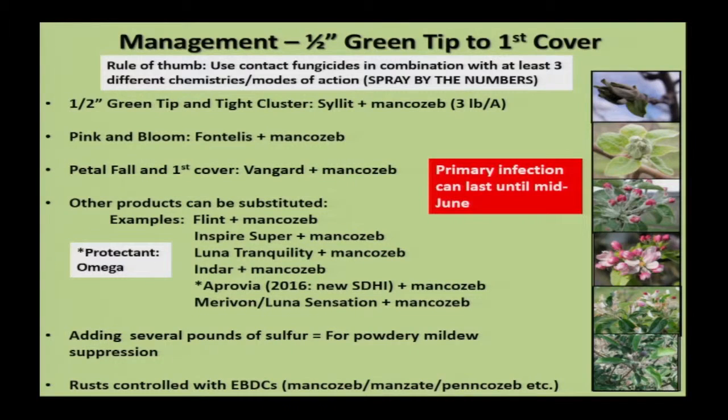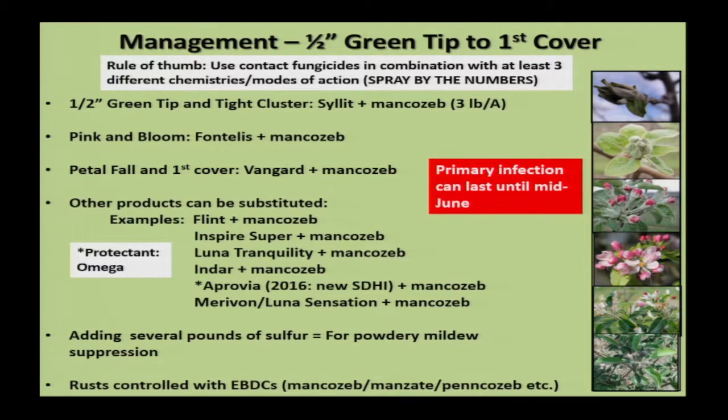As far as another protectant, in addition to Mancozeb and Captan, Omega is also available to you. This is from Syngenta. It's broad spectrum. It does a good job not only keeping early summer diseases in check, but also later summer diseases in check as well. And I'll mention that a little bit later.